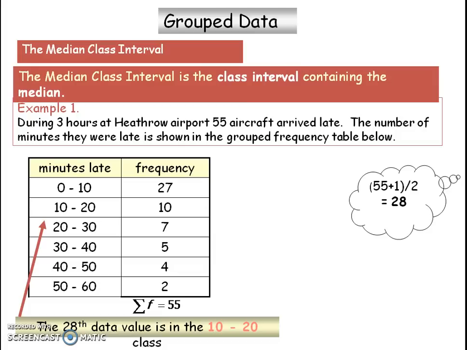Or you can take the midpoint of this class interval, 10 plus 20 divided by 2, which is 15. So my median can be considered to be 15, or my median class is 10 to 20. So this is all about how we can calculate mean, median and mode for any grouped or frequency table data set.